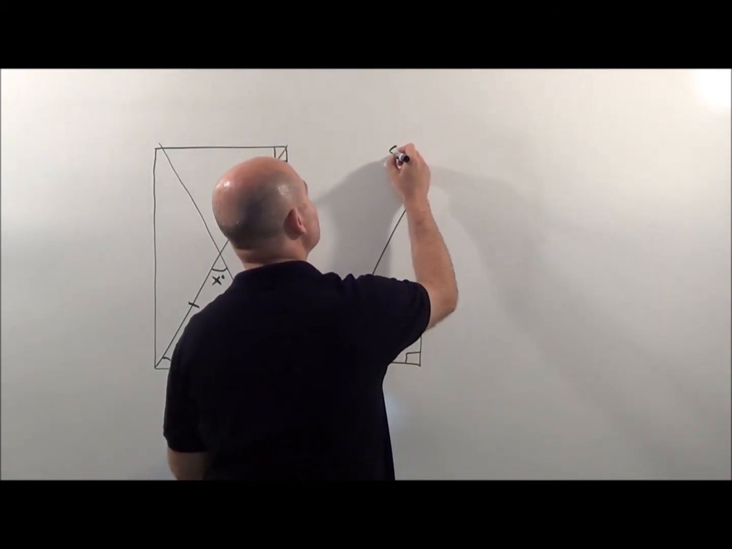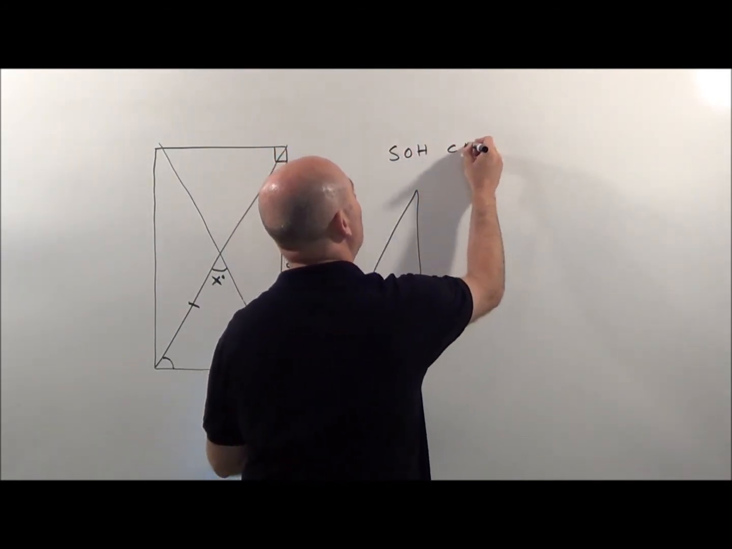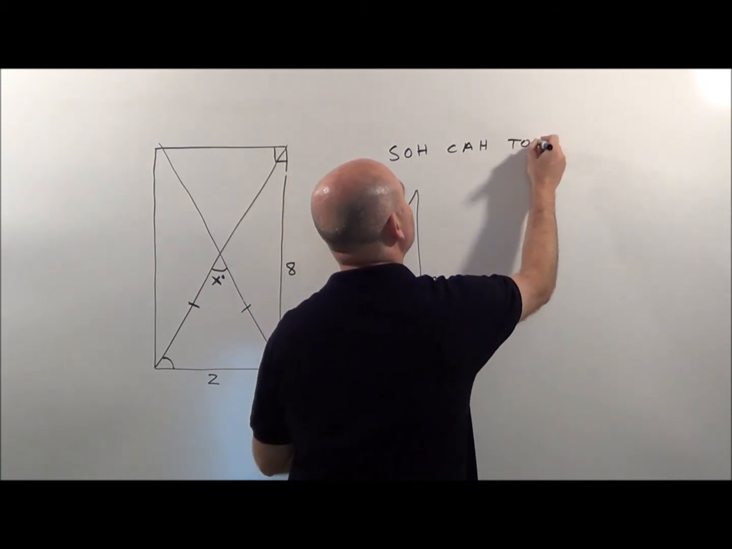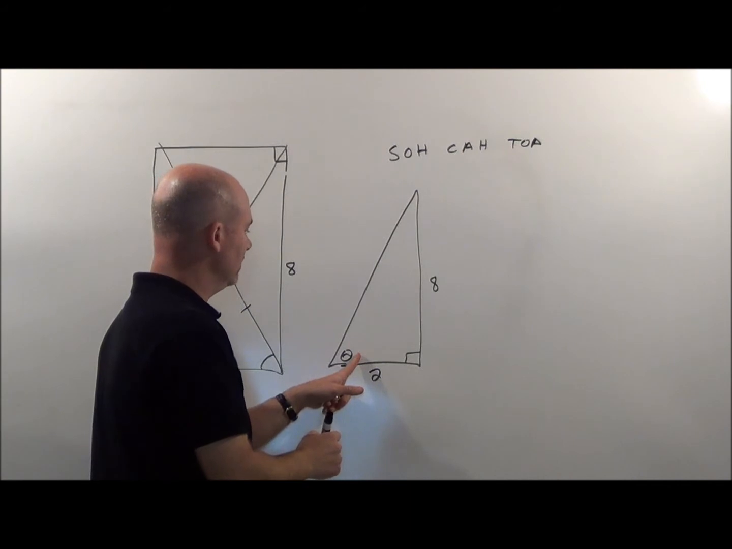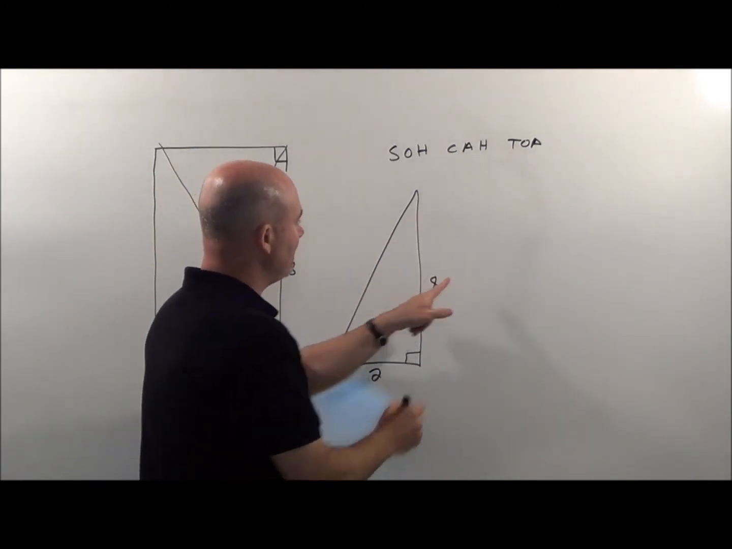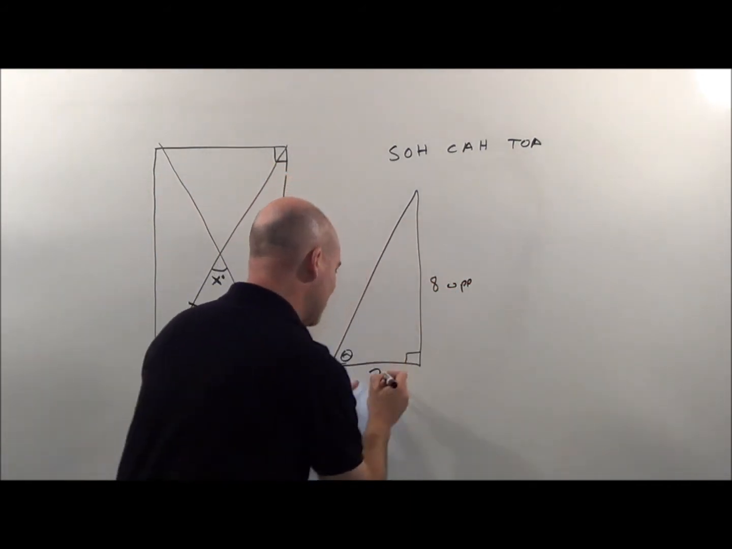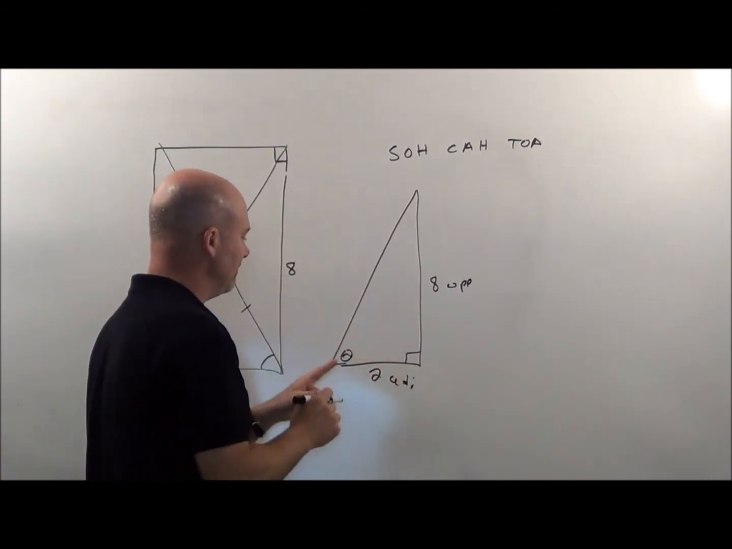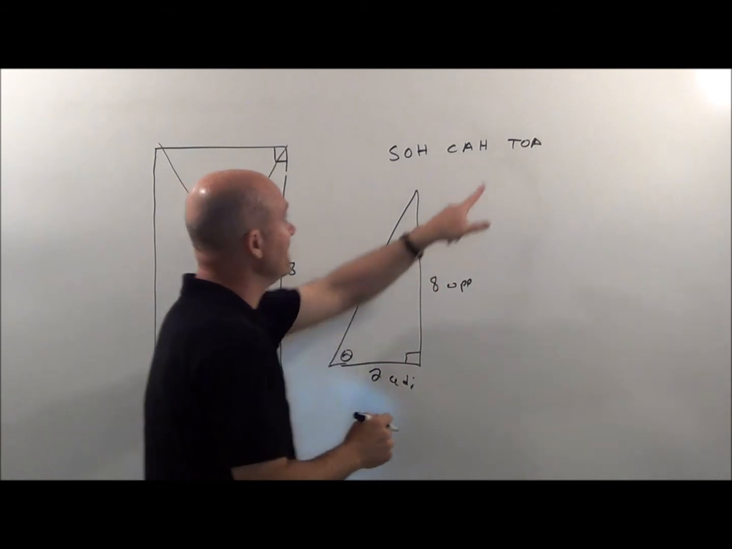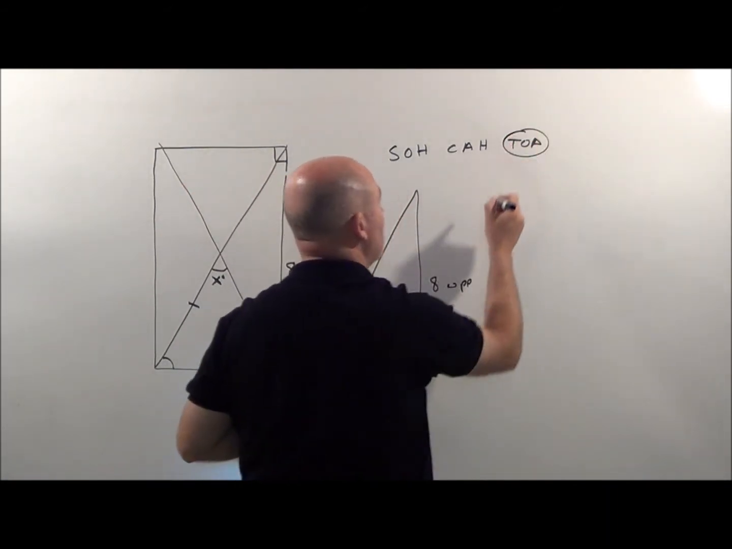This is where I have SOH-CAH-TOA, and I'm trying to find this theta right here. Well, I have the opposite side right here, and I have my adjacent side right here, hypotenuse there, but we don't have a measurement, so it doesn't matter. I have opposite, adjacent. Looks like I'm going to use the tangent function.